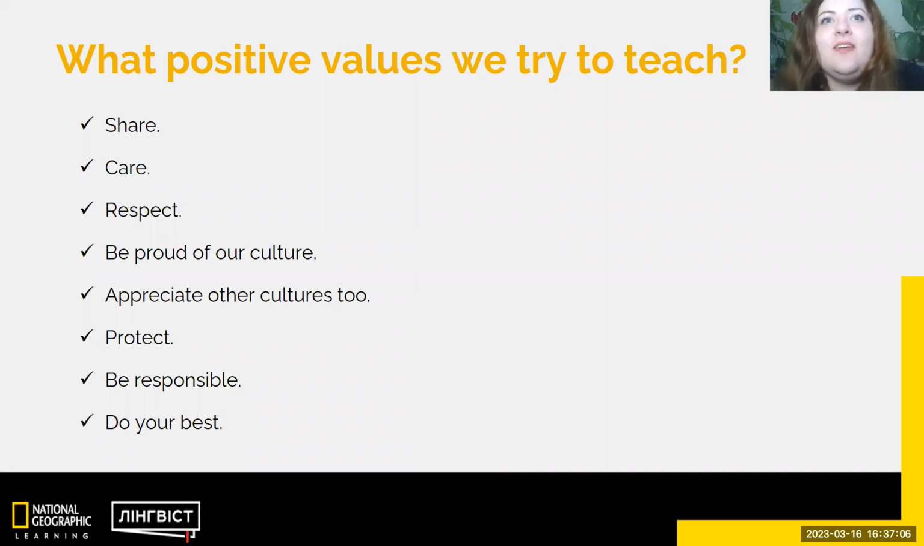Especially this. Okay, so what do we do? What strategies do we use? I know that most teachers are very fond of this strategy.